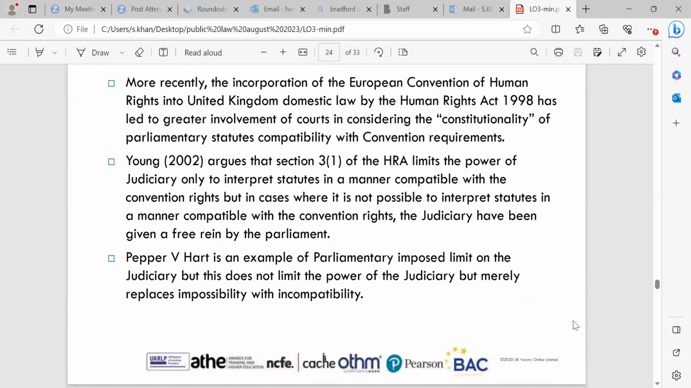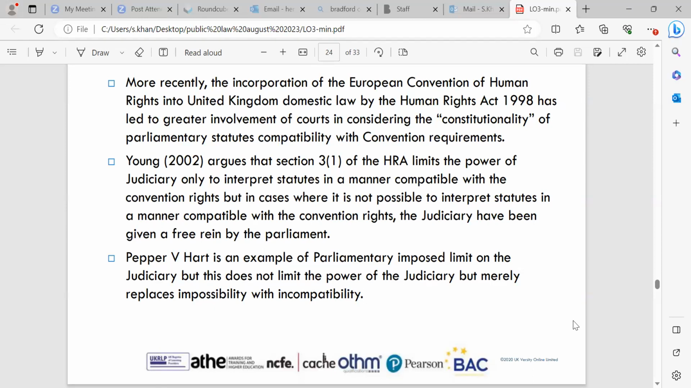More recently, the incorporation of the European Convention on Human Rights into UK domestic law by the Human Rights Act 1998 has led to greater involvement of the courts in considering the constitutionality of parliamentary statutes' compatibility with convention rights.